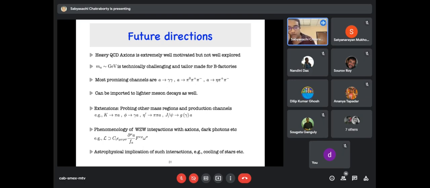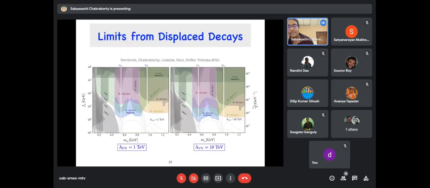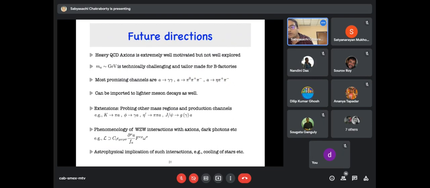The displaced vertex search can also be done using a dark photon instead of an axion. As I showed you, because of these peculiar decay modes, the axion decay lengths are something like this. But for a dark photon, as I'm presently working on, it is not the case. And for a large parameter space, the decay lengths are such that you can use displaced vertex searches as well. So using this, you can also consider a constrained dark photon using displaced vertices at Belle II.